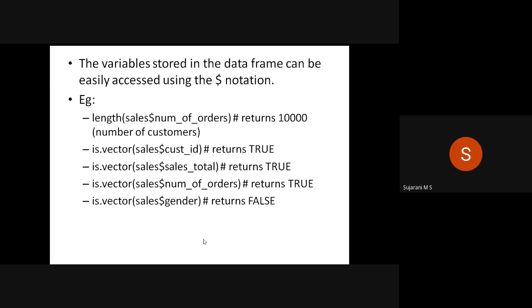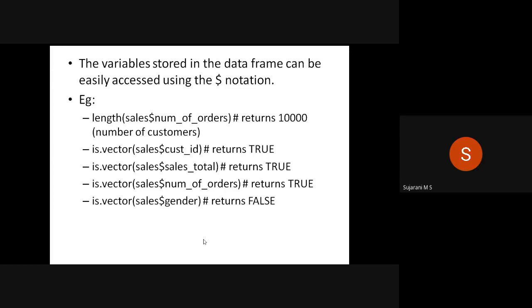Similarly, checking the next example, whether sales total is a vector or not. Again, it returns the true value. And again, number of orders. Again, it returns a true value. And in the case of gender, the difference is that it returns only a false value. It means gender is another data type. It is called a factor. In R programming, one more data type is called a factor. It will be explained in the coming slide.